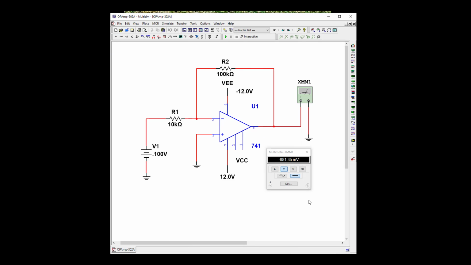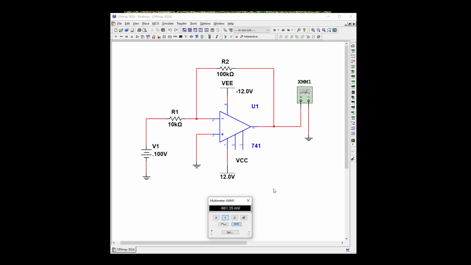Okay, here's our first file, and it is an inverting amplifier because our signal goes into the inverting side, which is the minus. Here's our feedback circuit. So our gain should be 100 divided by 10, so our gain should be about 10. And this is a DC input, 0.1 volts. So let's go ahead and start it.